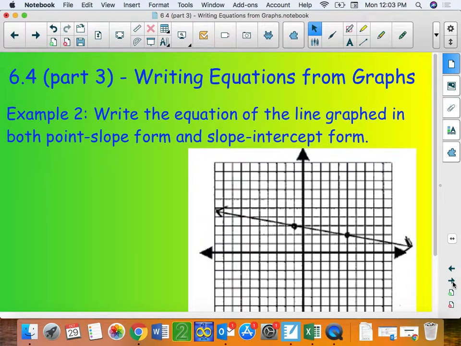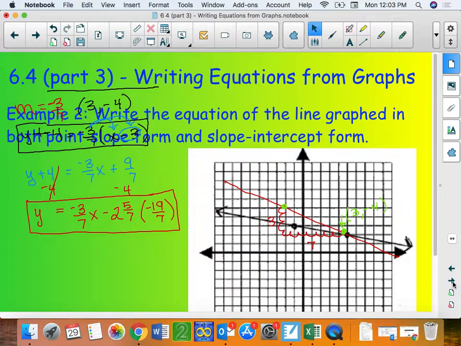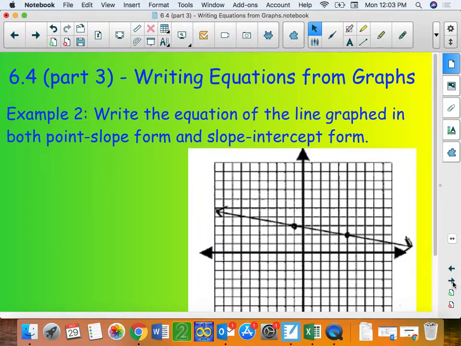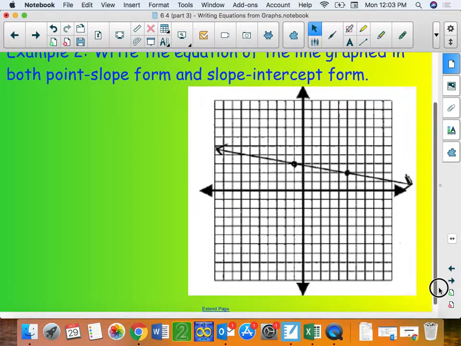On to the next slide. I'm going to do the same thing here. So I'm going to find the equation of this line here. Whoops, let me scroll down here.